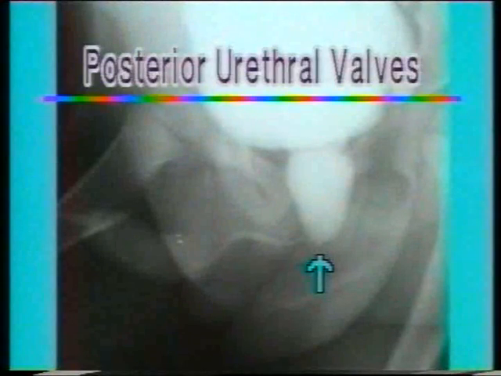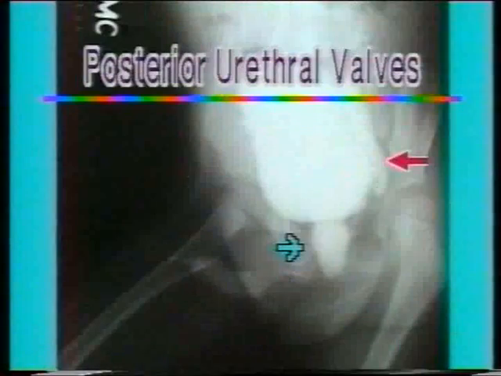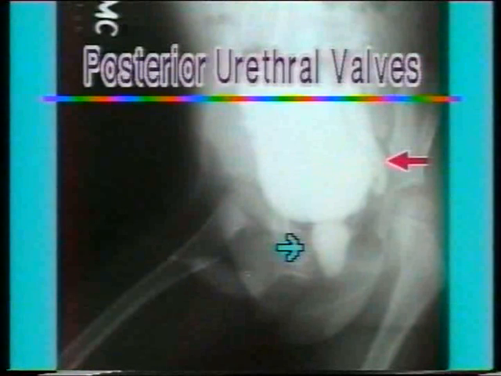This is another micturating cystourethrogram in a child. Note the dilated prostatic urethra with a sharp convex lower border. In this view, the red arrow points to a bladder diverticulum which is formed due to a back pressure.